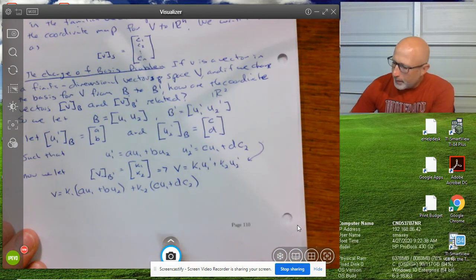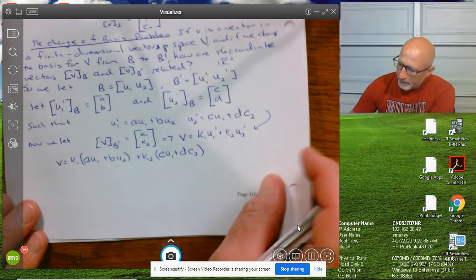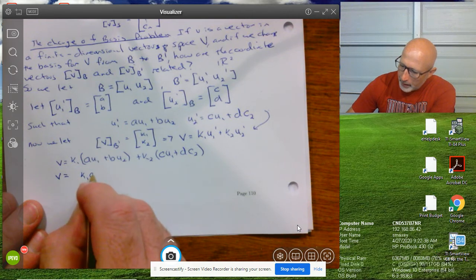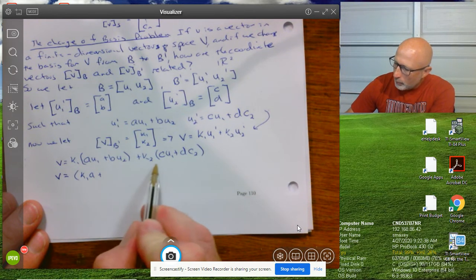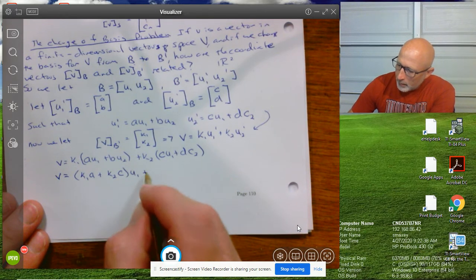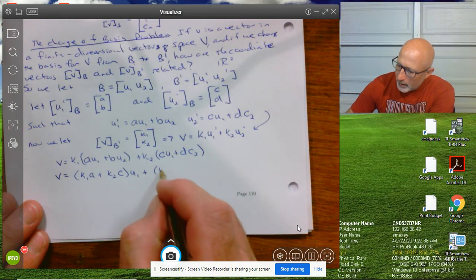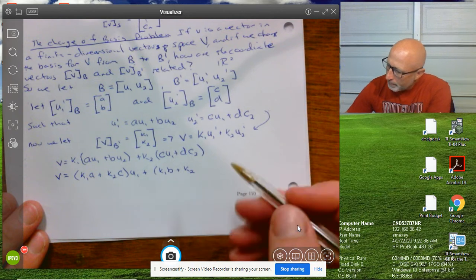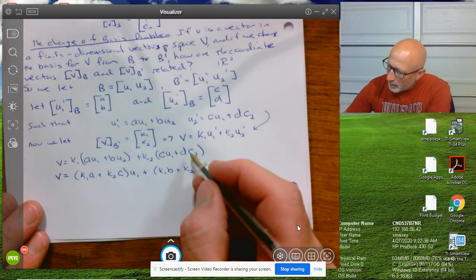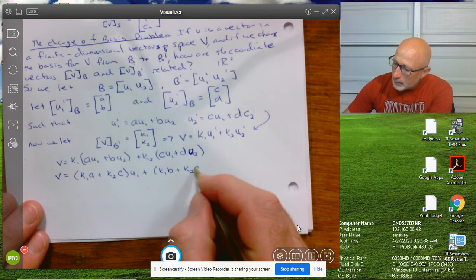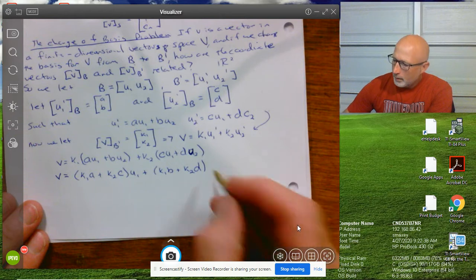Now I'm going to regroup and put the U1s and the U2s together. So the vector V can be rewritten as, I'm going to put the U1 first: K1A plus, where else is U1? U1 is right here, so plus K2C, times U1. Let's put the U2s together: K1B plus K2D, and times U2.